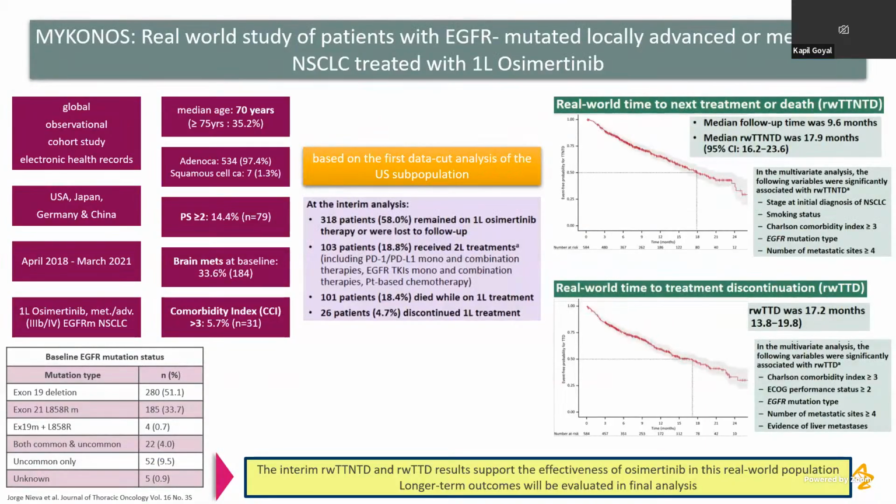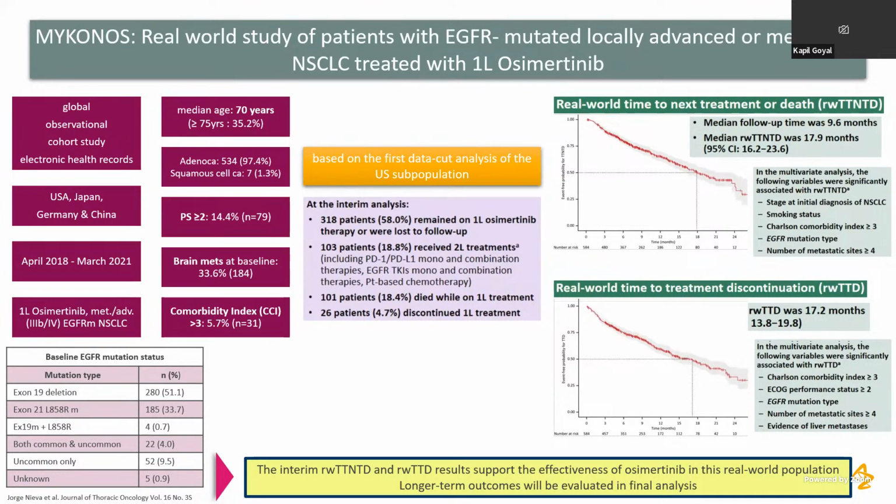Then we have MICNOS, which is a real-world study of patients with EGFR mutated locally advanced or metastatic NSCLC treated with first-line osimertinib. So it was a global observational cohort study, including data from USA, Japan, Germany, and China. The patients received first-line osimertinib. The median age was 70 years. The sample size was 541, and 15% of the patient had PS2 or poorer. 33% of patients had brain metastasis, and comorbidity index was more than 3 in 5.7% of the patient.